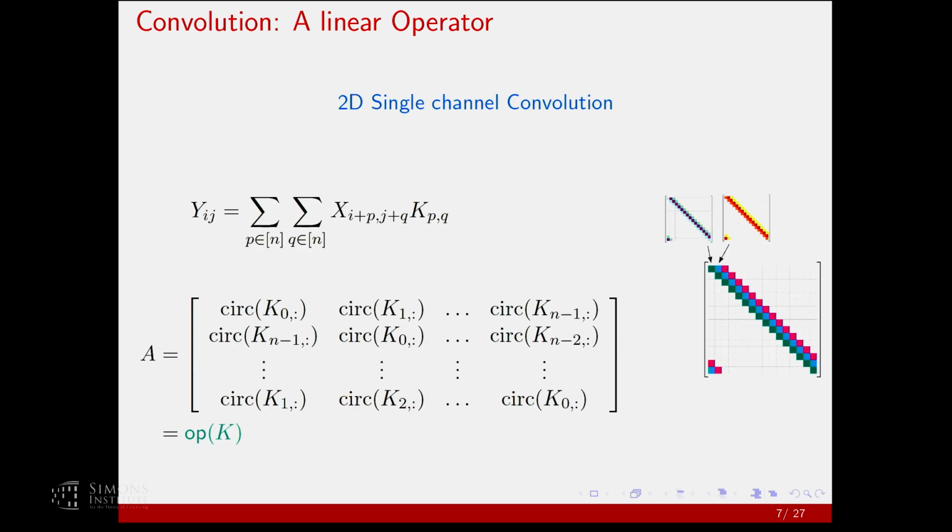Of course, we have more complicated settings. You can have a 2-dimensional single-channel convolution. And if k is your kernel, then the operator matrix corresponding to it can be calculated directly by some form of circulant analysis. And again, we refer to it as op of k.